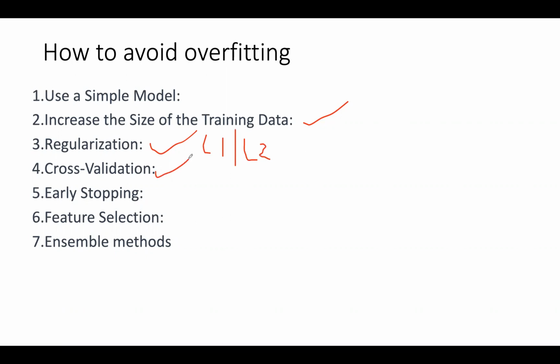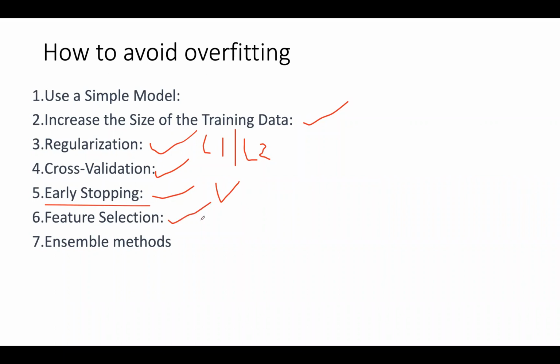Again, we can use cross-validation. This is a technique to split the data set into multiple folds and then train the model on different folds to get a more robust estimate of the model's generalization performance. Early stopping, for example if you're using a deep learning network, means you monitor the performance of the model on a validation set during training, and then you stop the training process when the performance on the validation set stops improving. There's no significant improvement, so you stop the training and record the performance.